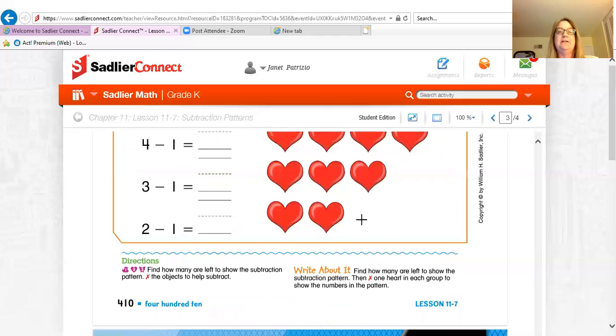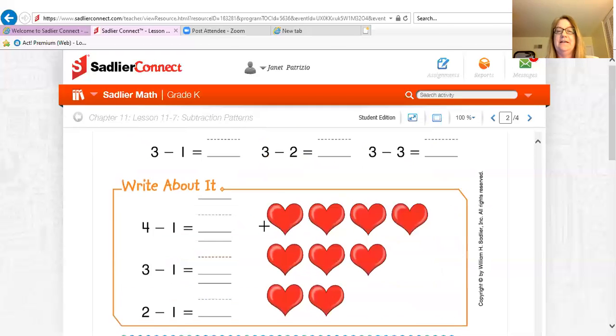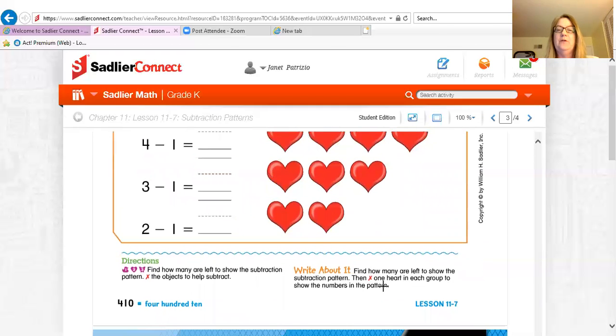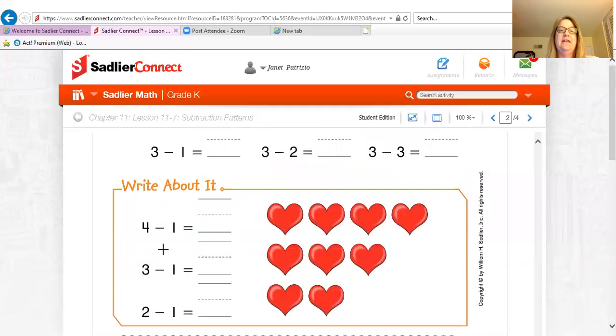And for the right one, you're going to find how many are left to show a subtraction pattern. You're going to then put 1 heart in each group to show the numbers in the pattern. So 4 minus 1, you'll write the answer there. Then you're going to put an X here to show the part taken away. 3 minus 1, 2 minus 1. And you X each heart to show the part taken away.